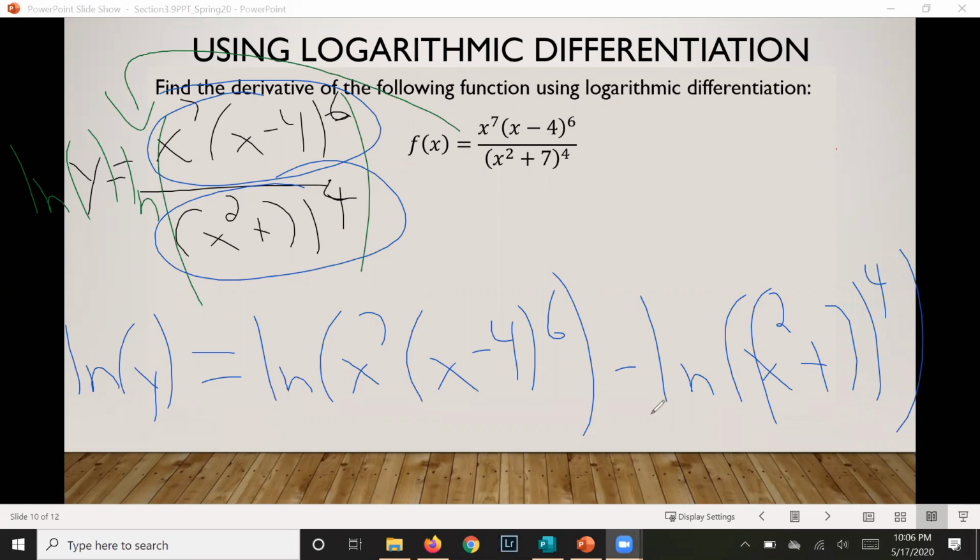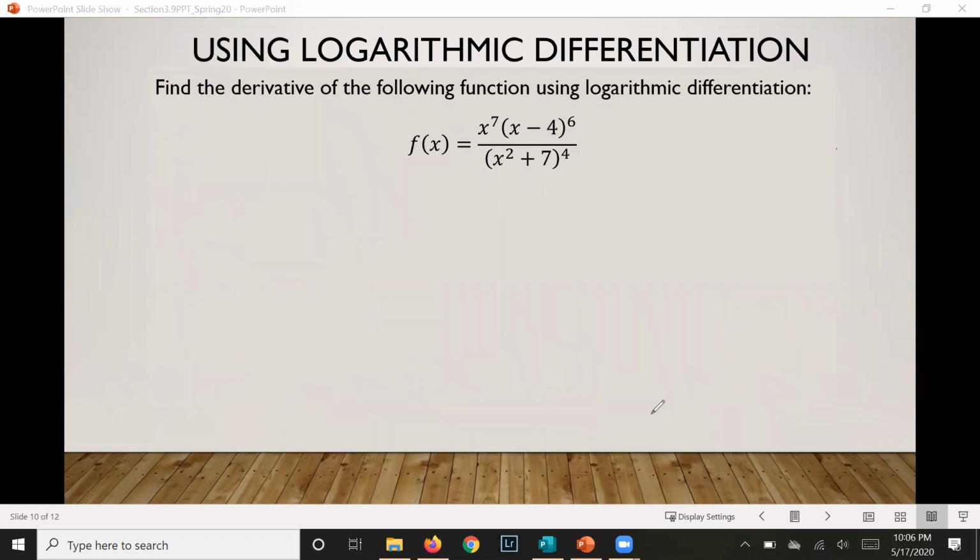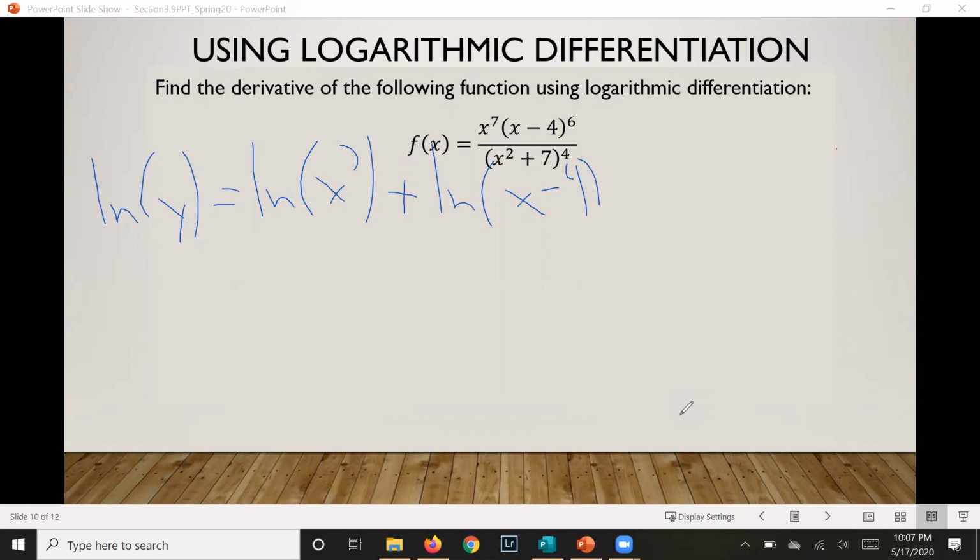Then notice that inside of this first natural log, we have two things being multiplied. So we can then use the product rule to break those apart. So I'm going to erase all of this and now rewrite the whole thing. So what we have is ln of y equals ln of x to the 7th plus ln of (x minus 4) to the 6th minus ln of (x squared plus 7) raised to the 4th power.